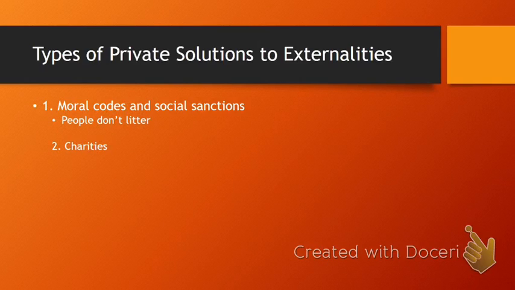Charities is a second type of private solution. Take, for example, on the environment, the Sierra Club, right? The Sierra Club, to promote a positive externality of having a clean environment, the Sierra Club supports that. You can pay dues and be active in that club, and it promotes good environmental practices.